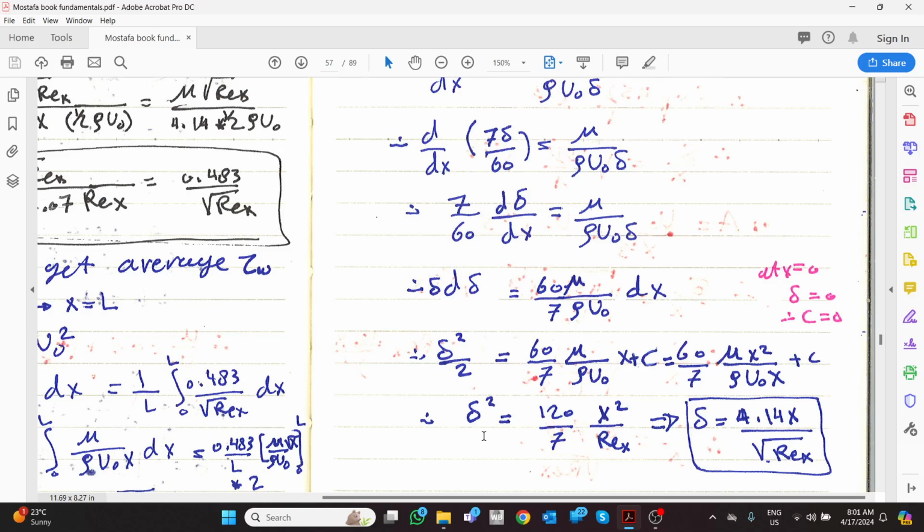You can state the boundary condition, which we always do, at x equals 0. This is the start of delta, where delta is equal to 0. So it is very simple. Put x equals 0, and this term is 0. Delta is equal to 0, so c equals 0. Simple. So delta square equals this one, so delta equals 4.14x over the square root of Reynolds number of x. This is the equation of delta in respect of Reynolds number and x.